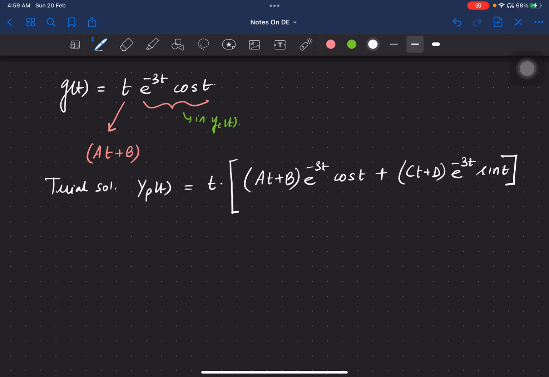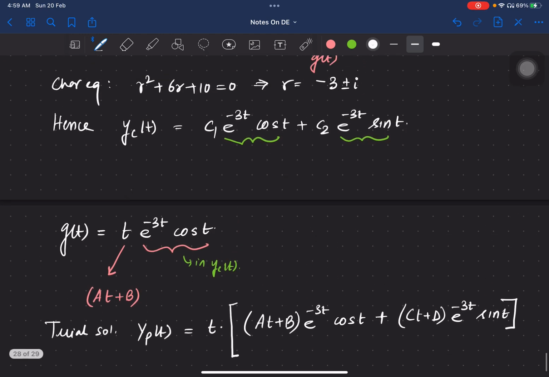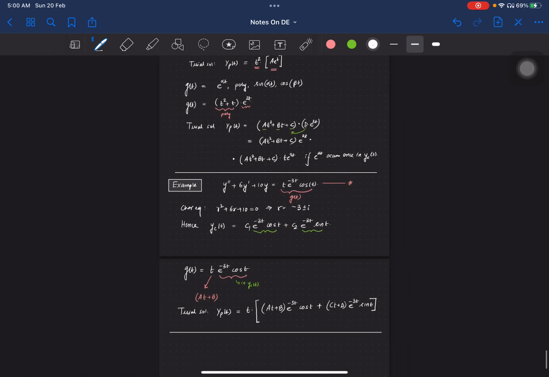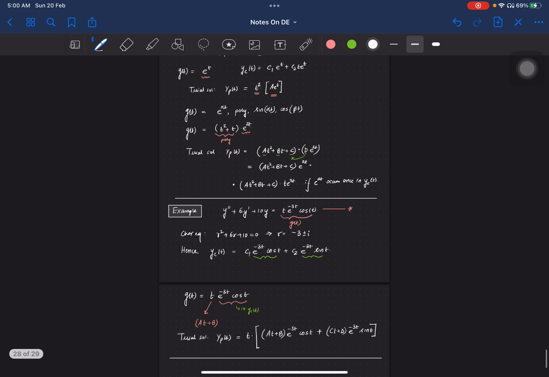So our main aim was to guess the trial solution. So this is the thing. So you can now complete the solution of the differential equation. Okay. So this was more or less the thing.